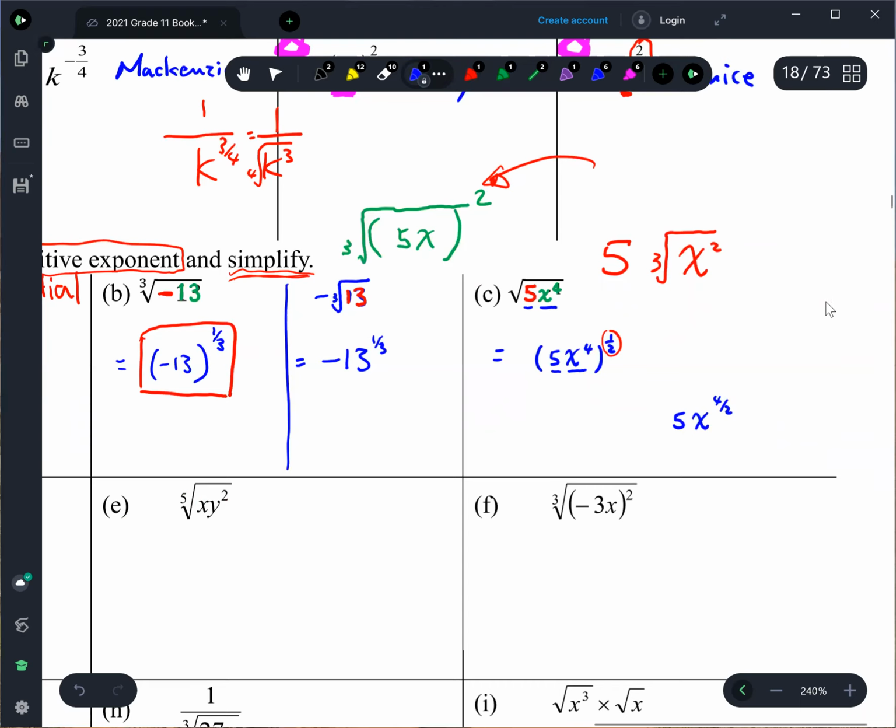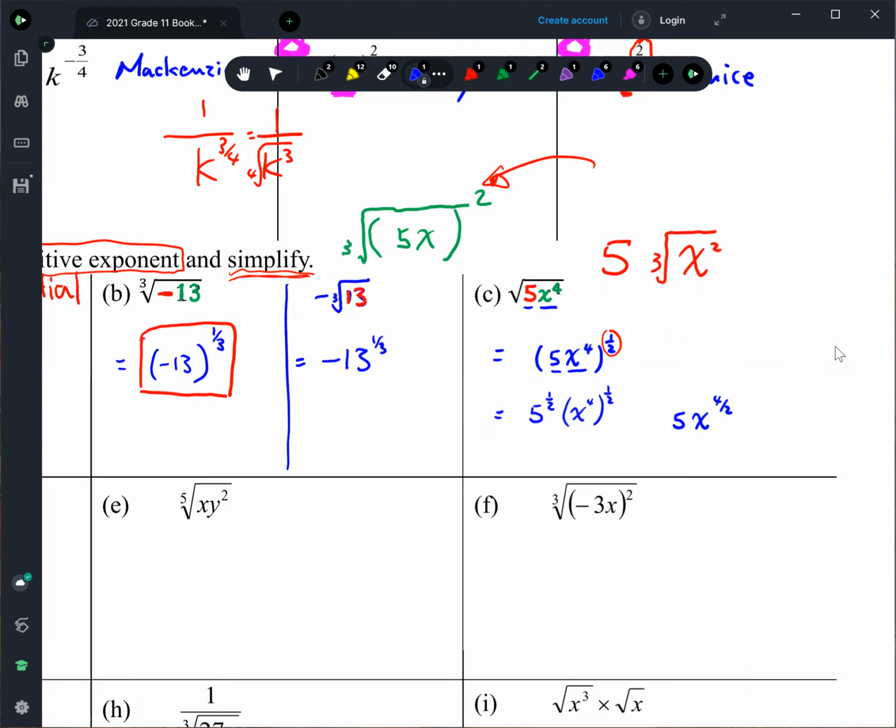Okay, so for this one, if I share, the 1/2 needs to go to both of them. So you have 5 to the half, x to the 4 to the half. Now for the second part, the 4 and the half, they can multiply together using the exponent law that we learned before. If exponents are next to each other, it'll be 5 to the half, and 4 times half will be 4/2.